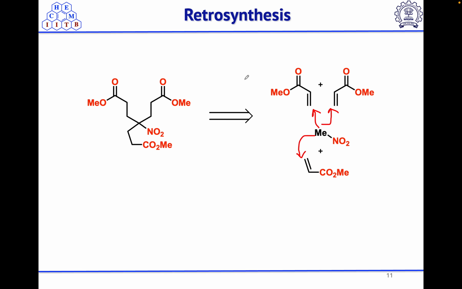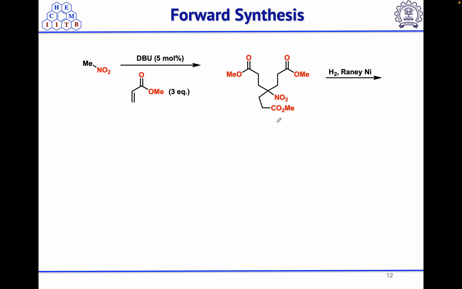So already in the next slide we discussed, DBU will abstract a proton from nitromethane, and it will undergo 1,4 addition or Michael addition with three of these methyl acrylates, okay, and it will give this big molecule. Right, so you will get this nitro compound. Now for the next step, I have written the reagents, that is a reducing agent, hydrogen with Raney nickel, okay.